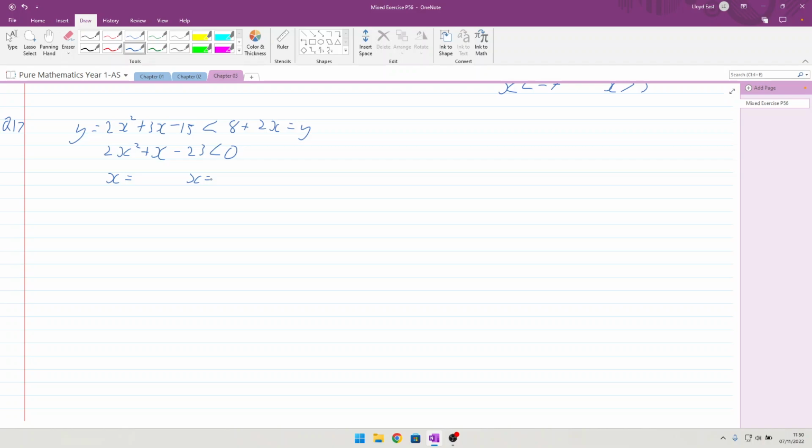Okay, so polynomials, and we have coefficients of 2, 1, and minus 23, and we get solutions of, ooh, that's not particularly nice, minus 1 plus the square root of 185 all over 4, and minus 1 minus the square root of 185 all over 4.